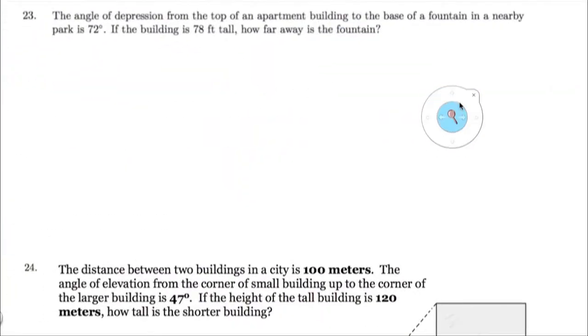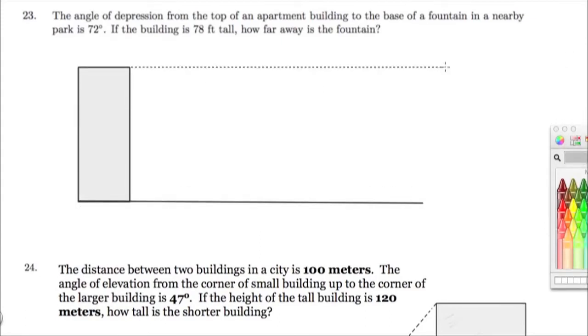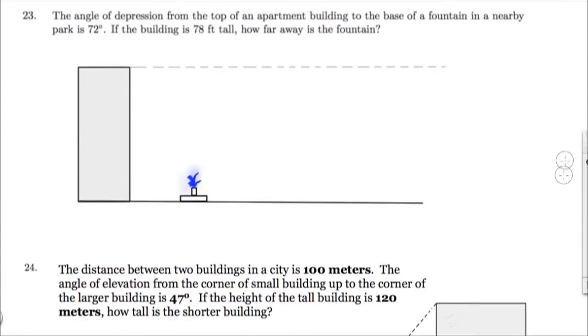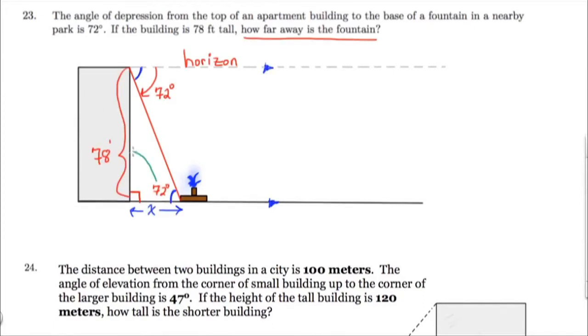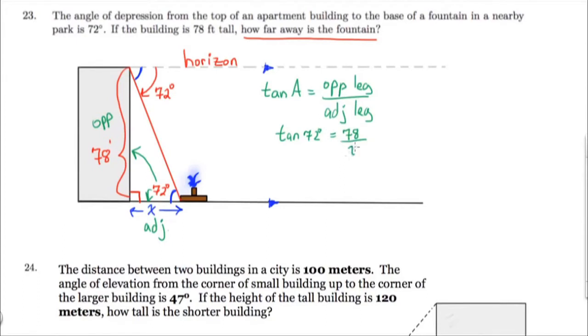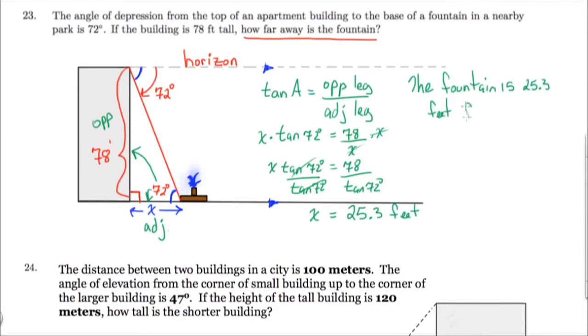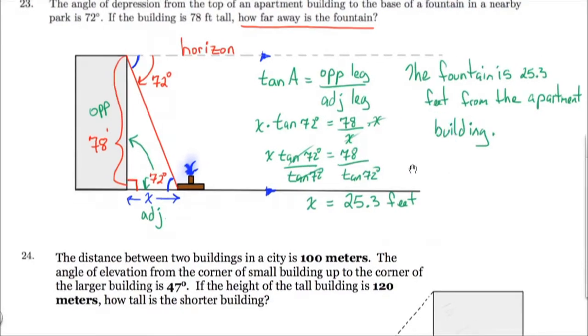Okay, so let's look at some problems here. The angle of depression from the top of an apartment building to the base of the fountain in a nearby park is 72 degrees. If the building is 78 feet tall, how far away is the fountain? So I've made this sketch, and I've shown the horizon and the angle of depression to the base, and we could see that we know the height. Basically, we can use tangent to find that distance from the base of the building. And when I solve for x, I get a distance of 25.3 feet. So the fountain is 25.3 feet from the apartment building.